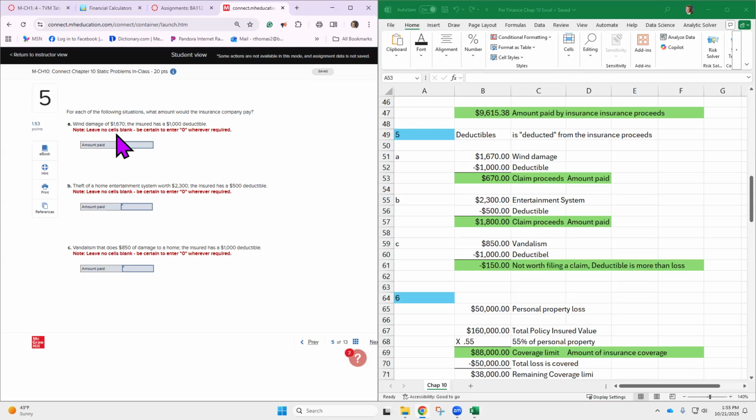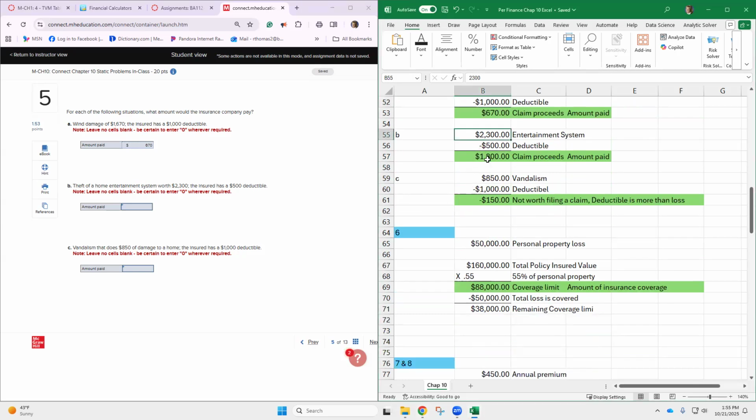Okay, so the first one is wind damage of $1,670. We have a deductible of $1,000. So the payment from the insurance company, the claim proceeds amount paid is $670. Okay, an entertainment center that costs $2,300. The insured has a $500 deductible. So when you subtract the deductible, that leaves $1,800 for the insurance company to pay.